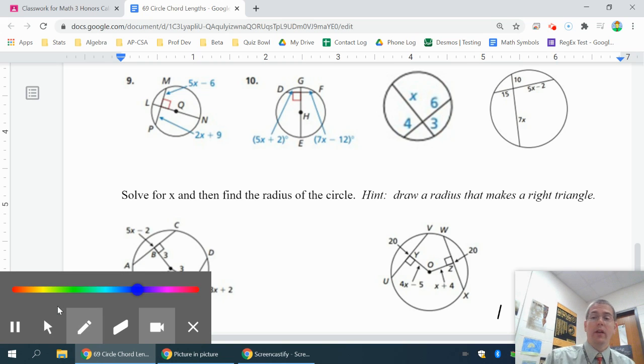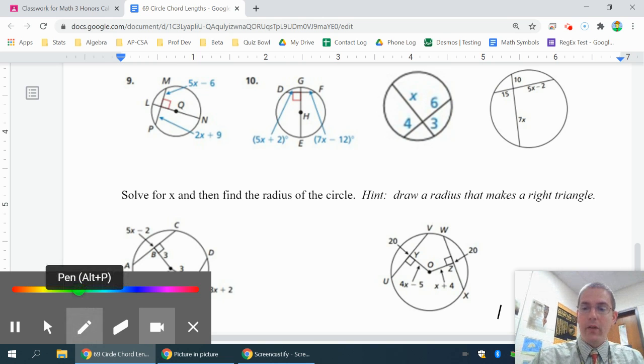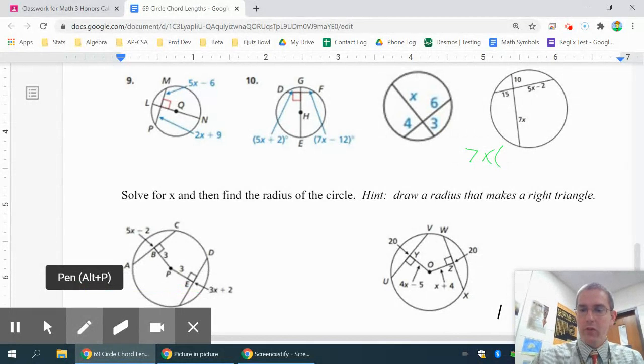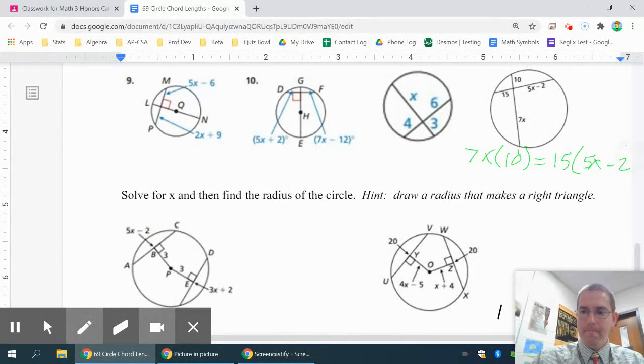Okay, you might want to go ahead and try this next problem on your own, but if you get stuck on it, you can watch me work it on this video. We are going to do something very similar to the last one. So we're going to do 7x times 10 because the products are equal, and then 15 times 5x minus 2. And then that means I have 70x equals 75x minus 30.